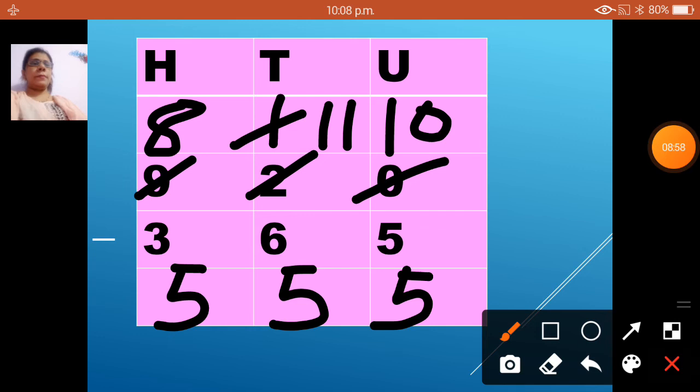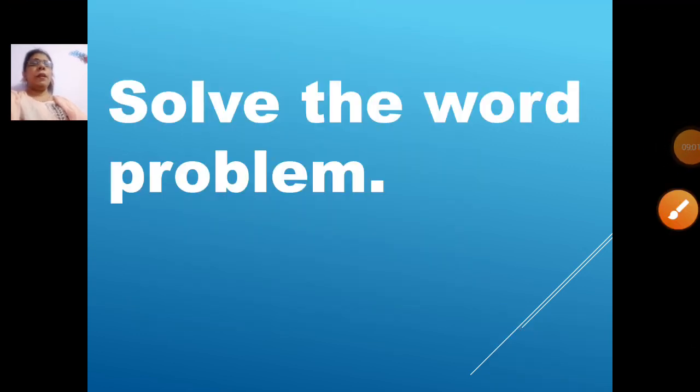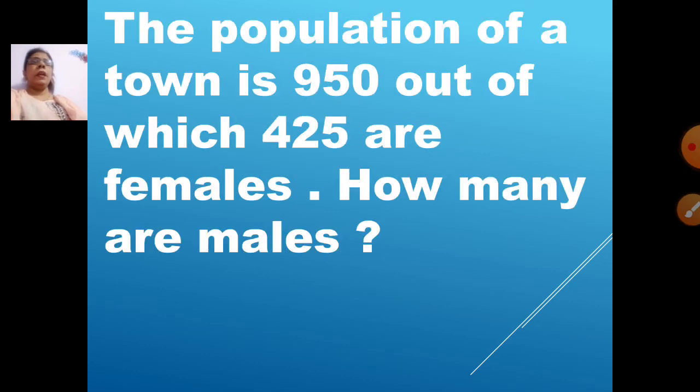Okay, next. Now solve the word problem. Okay, now we will come to the word problem. The population of a town is 950, out of which 425 are females. How many are males? I repeat the question. The population of a town is 950, out of which 425 are females.